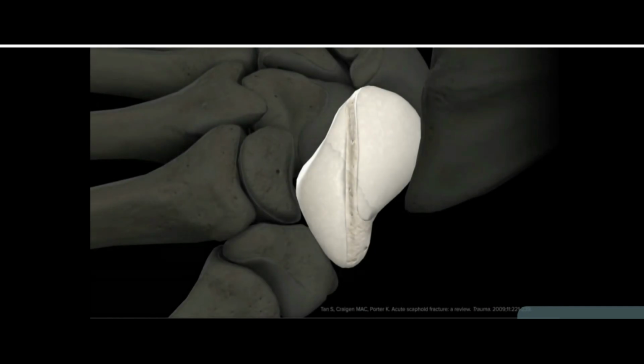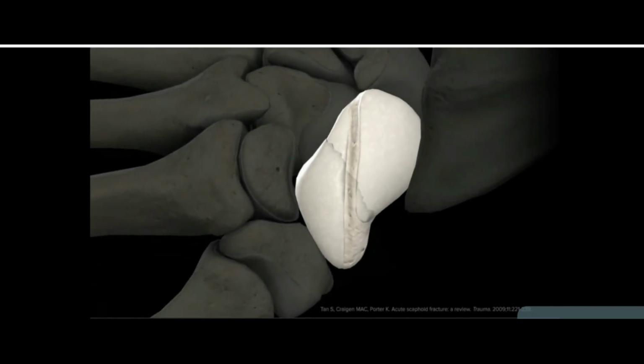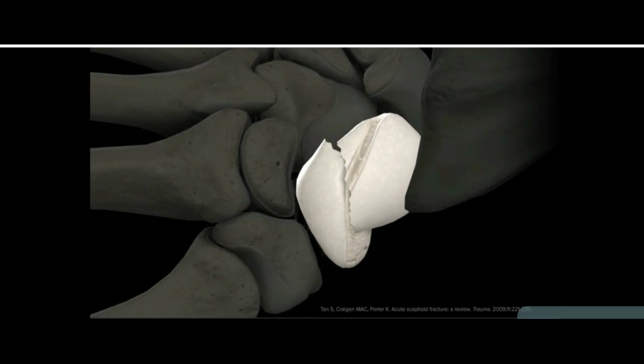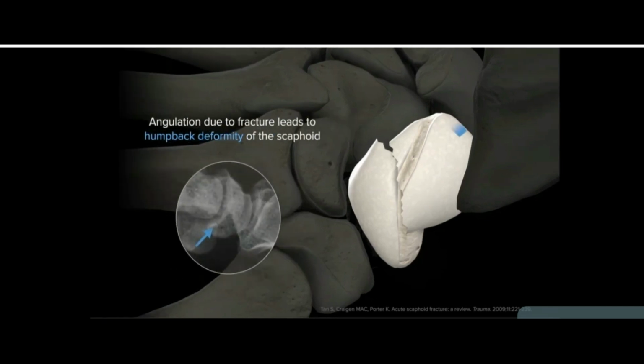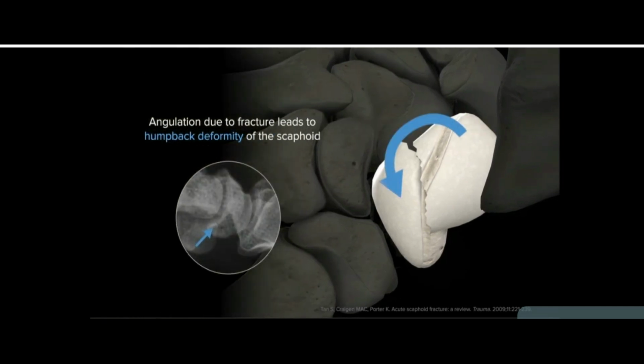With a scaphoid fracture, the distal scaphoid tends to flex and the proximal scaphoid extends with the proximal carpal row. Now, because of this flexion distally and extension proximally during the fracture, an angulation occurs at the fracture site which gradually leads to a humpback deformity of the bone.